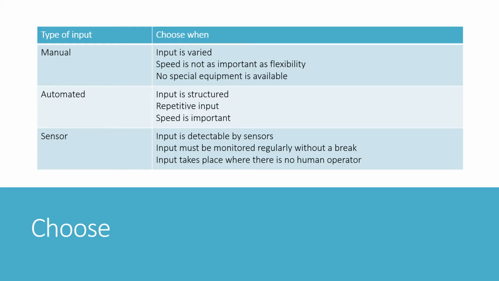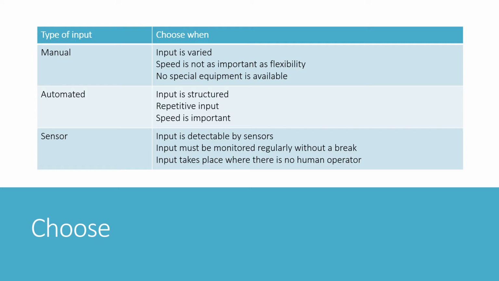And to choose which one, we have to take into account the advantages and disadvantages of each. Let me just quickly review those. So in the case of manual data input, the input can be very varied and flexible. So a person can type in almost anything from the price of goods in a shop to a long novel or essay. But it's slow compared to an automated system.